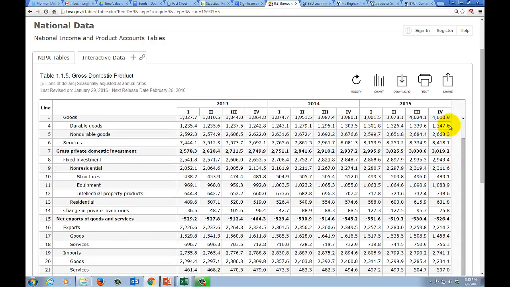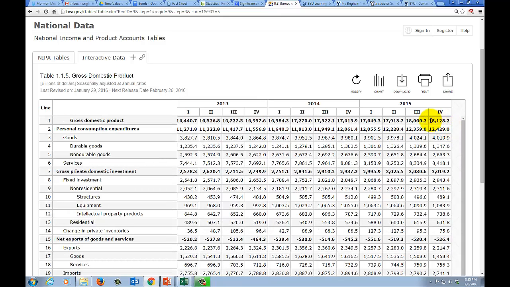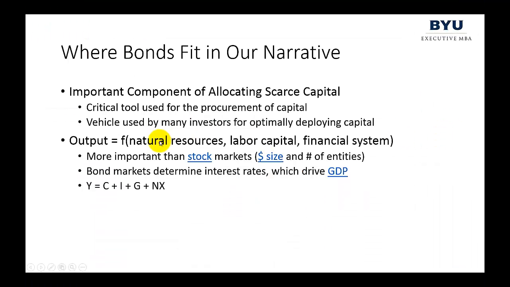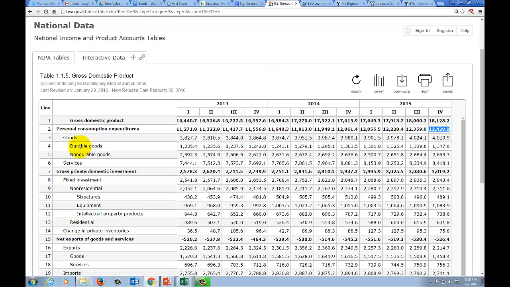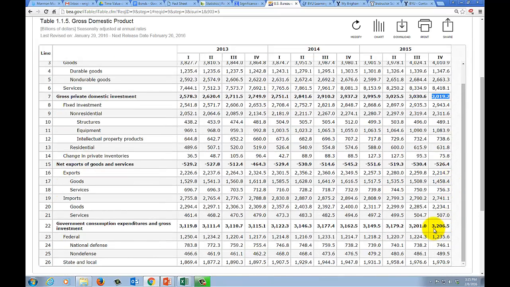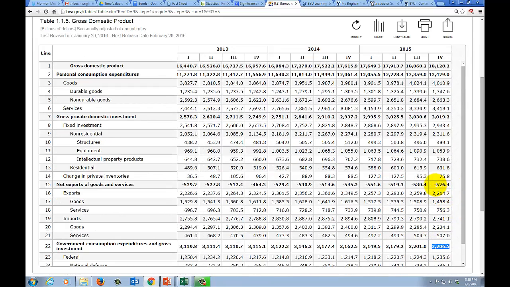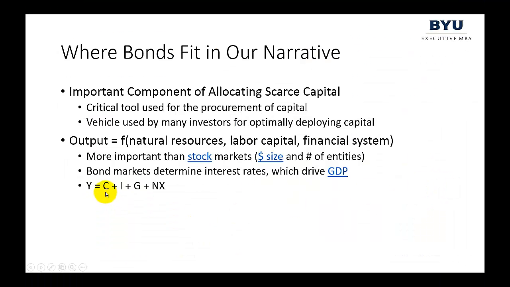so let's use that number. You can see of the 18.1 trillion, you can see that 12.4 trillion of that comes from the C, the consumer spending. They break it down by durable goods and non-durable goods and services. You can see that fixed asset investment is at 3 trillion. Government spending is at 3.2 trillion. And net exports is at negative $500 billion. So what's the breakdown, roughly speaking? Consumer spending is 12 trillion. Investment is 3 trillion. Government is a little bit more than 3 trillion. And net exports is slightly negative.